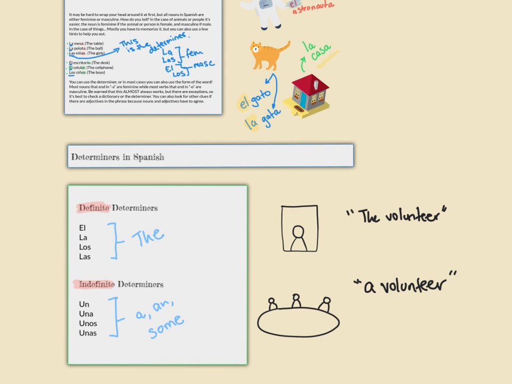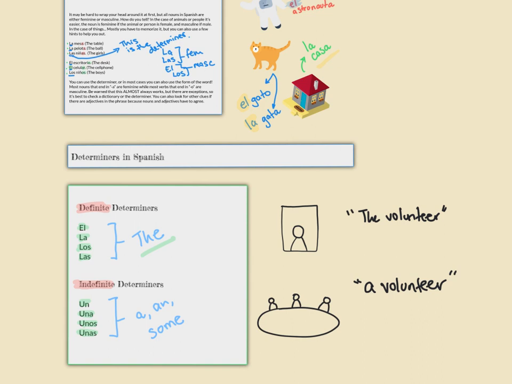Okay, so let's look at the definite and indefinite determiners in Spanish. In Spanish, we have the following definite determiners: el, la, los, las. And in English, that's the equivalent of "the." Then in Spanish, we have indefinite determiners, which are un, una, unos, unas. And these translate to "a," "an," or "some."